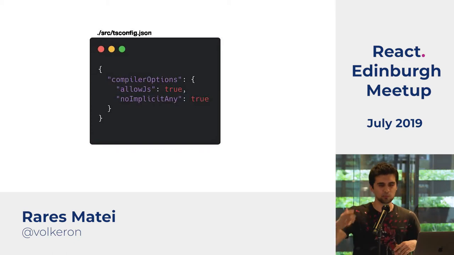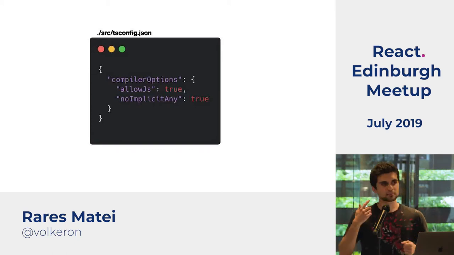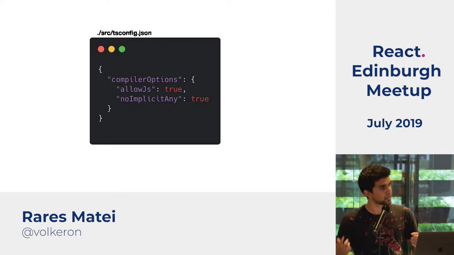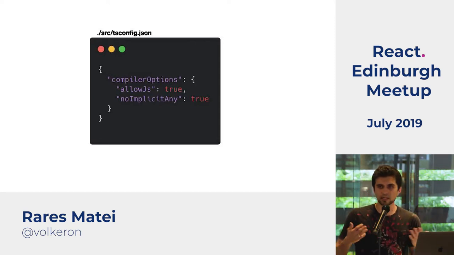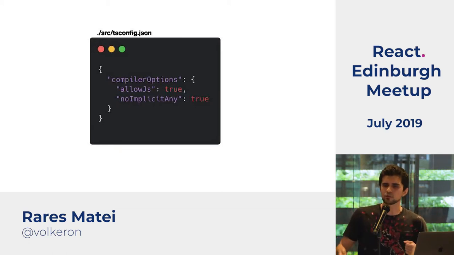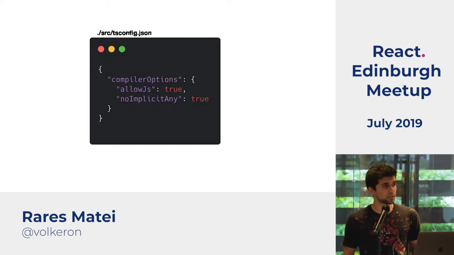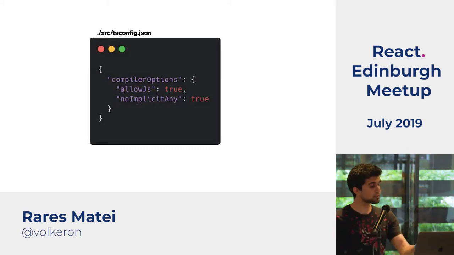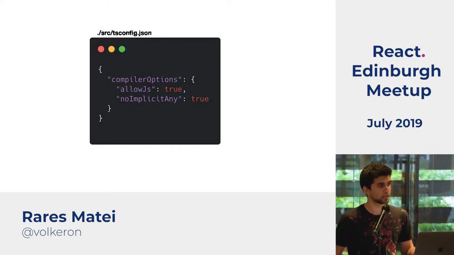So for example, with noImplicitAny, when TypeScript can't detect what type something is, it's going to assign it the any type. And the any type is the most generic type. You can call any property on it, TypeScript doesn't care, so it's very, very unsafe. But if you add this option on there, it's not going to let you have any implicit any types in your code.